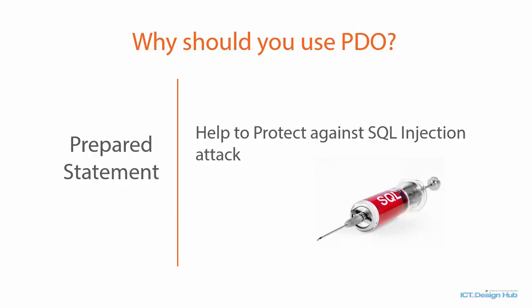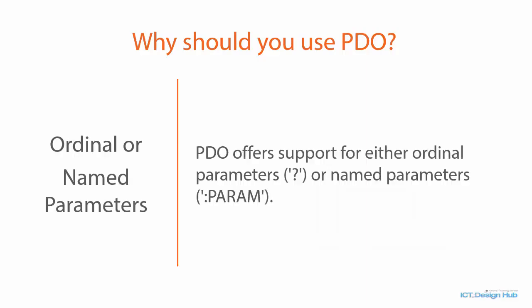MySQLi, on the other hand, also supports these, but the difference is that MySQLi only supports the ordinal or unnamed parameter types, which means MySQLi doesn't support using named parameters, which allow us to be more explicit when we are specifying parameters for our prepared statement. On the other hand, PDO supports both methods: the ordinal, which also refers to the unnamed parameter, and also the named parameter method.